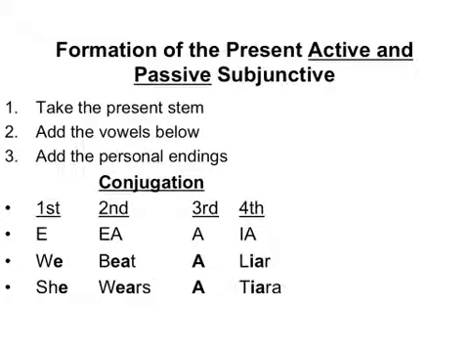Formation of the present active and passive subjunctive. Exactly the same formation, just with different endings. The first thing you're going to do is take the present stem of the verb, which is your verb form without any vowel at the end. Then you're going to add the vowels below. First conjugation, you're going to add an E. Second, you're going to add EA. Third, you're going to add an A. Fourth, IA. You can remember that through "we beat a liar" or "she wears a tiara." Either of those mnemonics will work. And then last step, you're just going to add the personal endings.